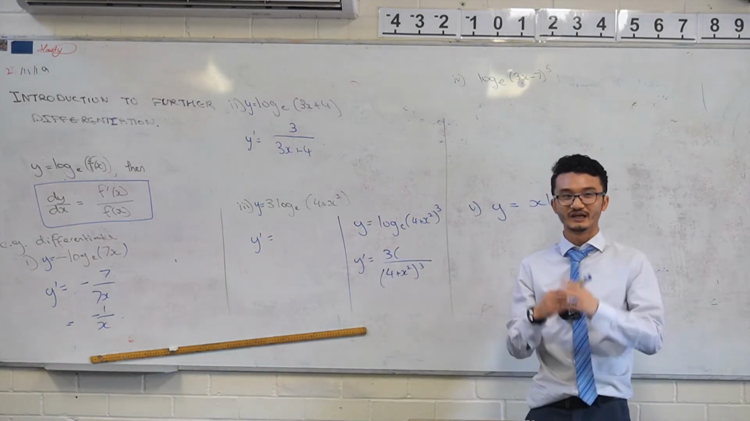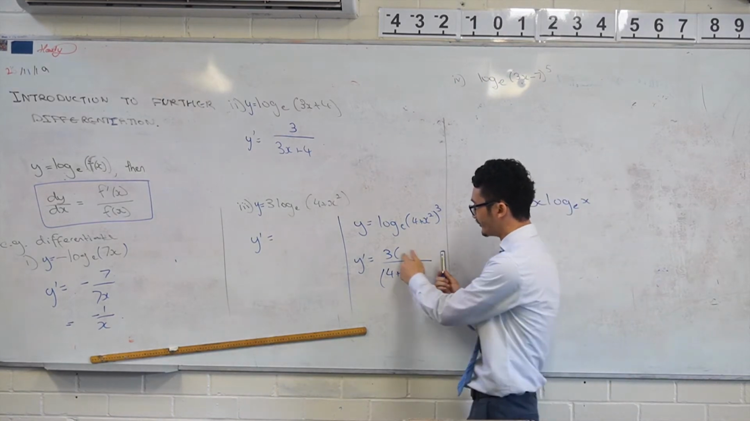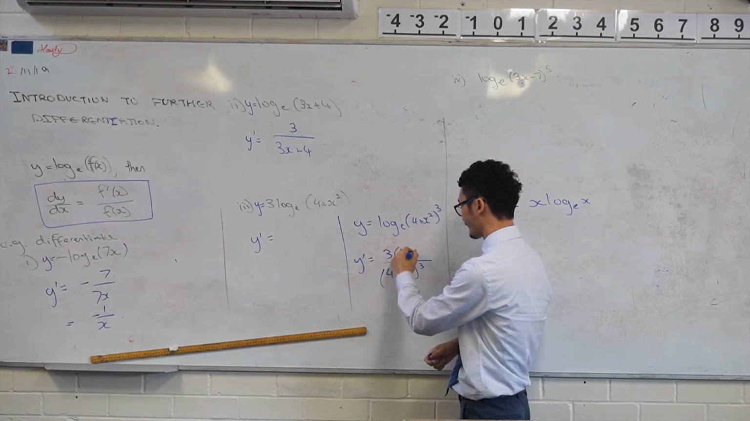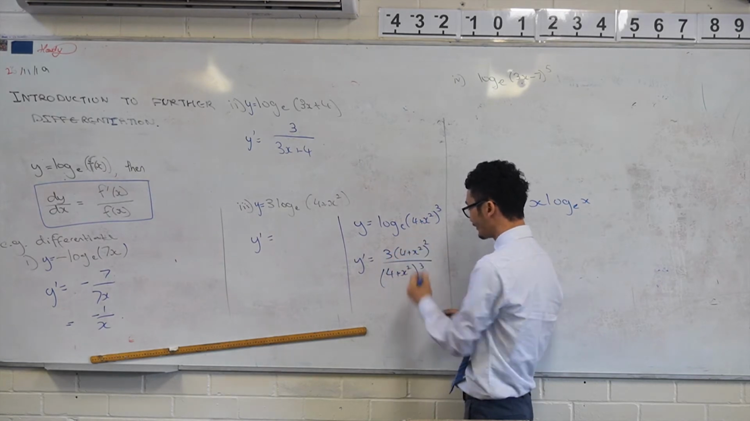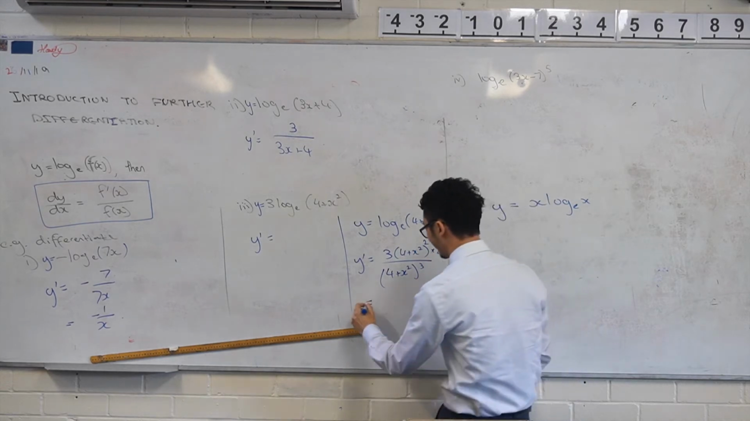So be careful of this one. This is called chain rule. Keep the original the same. We still decrease the power by 1. And then you multiply by 2x there. You can simplify that out as well.